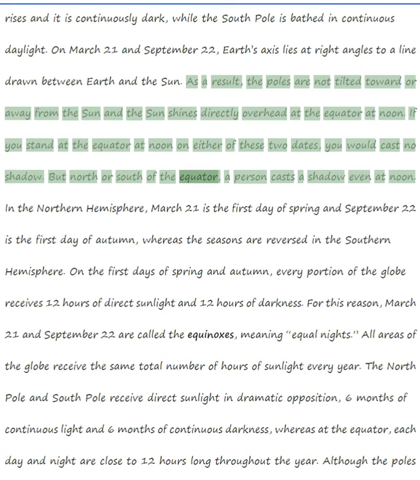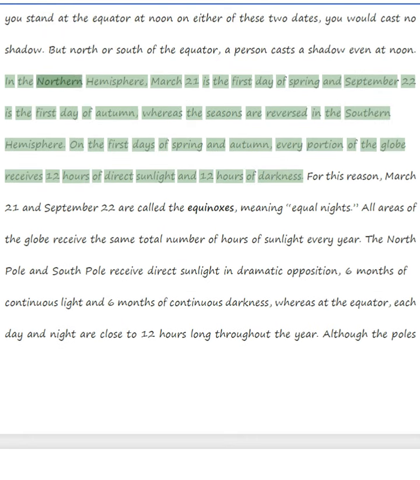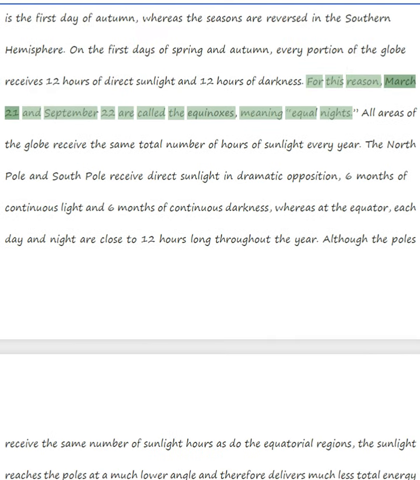But north or south of the equator, a person casts a shadow even at noon. In the northern hemisphere, March 21st is the first day of spring and September 22nd is the first day of autumn, whereas the seasons are reversed in the southern hemisphere. On the first days of spring and autumn, every portion of the globe receives 12 hours of direct sunlight and 12 hours of darkness. For this reason, March 21st and September 22nd are called the equinoxes, meaning equal nights.